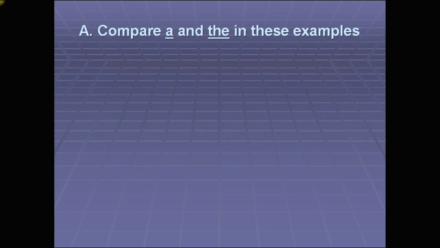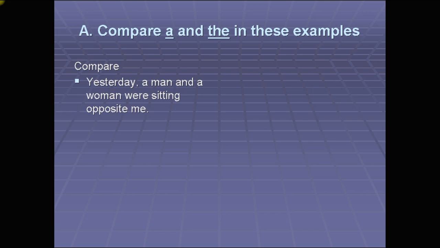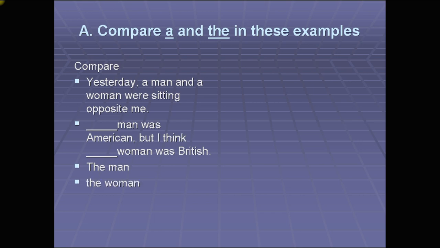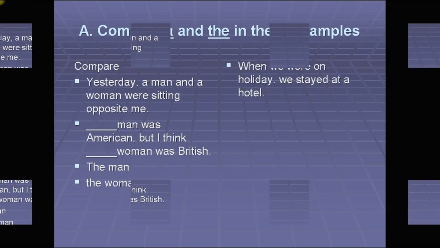Okay, compare a and the in this example. "Yesterday, a man and a woman were sitting opposite me." So, nag-uusap ang dalawa dito. So, yung man and woman, hindi siya specific dun sa kanilang usapan. So, in the second sentence, "blank man was American, but I think blank woman was British." Anong sagot? The man and the woman, correct. "The man was American, but I think the woman was British." So, dito sa second sentence, specific na si man, American, and the woman.